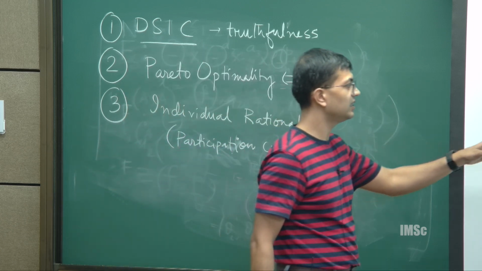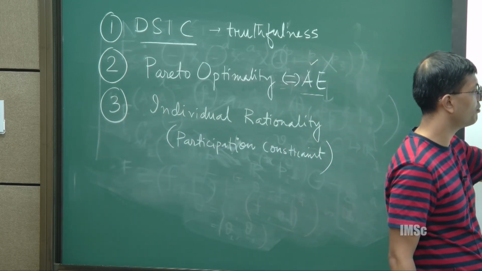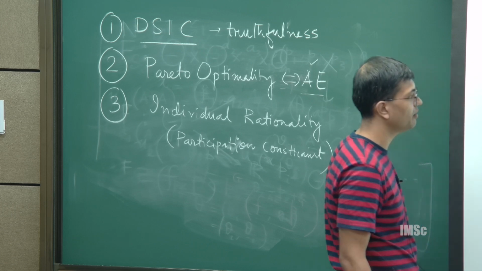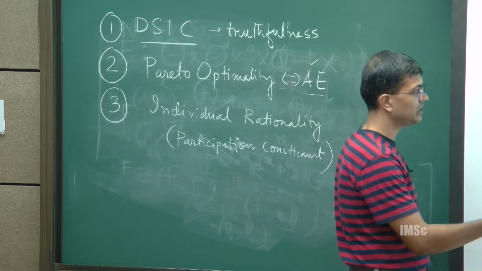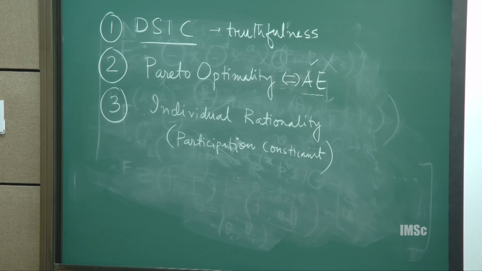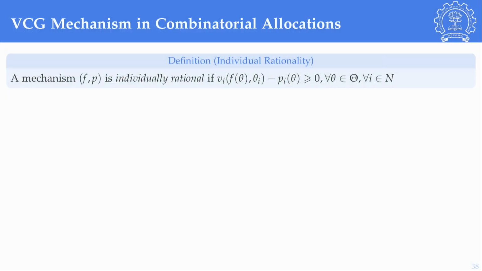If you just look at the definition, for the mechanism f and p, because we are only dealing with mechanisms with transfers, it is individually rational if your utility, when you are reporting your values truthfully, is non-negative for all the agents. This is always defined with respect to the same type, and the revealed type is also the same. Now, if we have the DSIC property already, we know that people in a dominant strategy equilibrium will reveal their true types. So, there is nothing to worry about; this will eventually get to that theta.